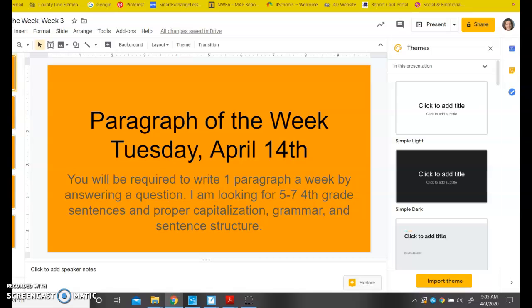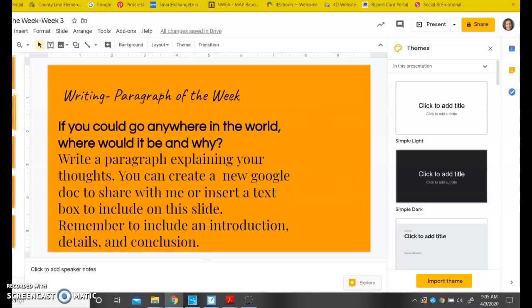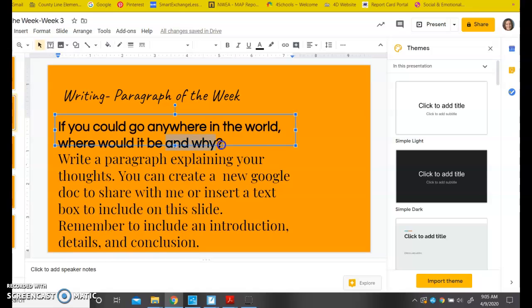Okay? So here is your paragraph of the week and your question. If you could go anywhere in the world, where would it be and why? Boys and girls, it's going to be very easy to tell me in 1 or 2 words where you would go. That's not going to be a paragraph. The and why is going to be where the majority of your paragraph comes from. So, if you could go anywhere in the world, where would it be and why?